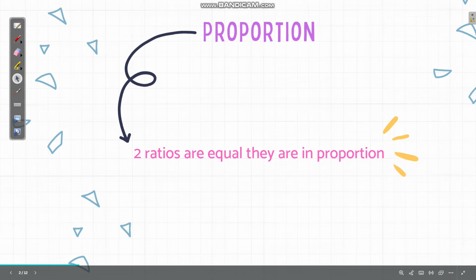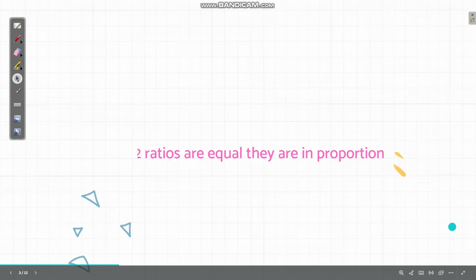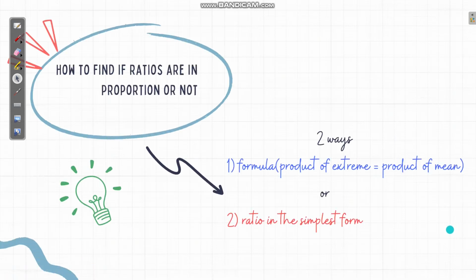So if you have two ratios, and if you simplify them and you get the same answer, then they are in proportion. Let's understand this with the help of an example. There are two ways how to find if they are in proportion or not. First one, there is a formula: product of extreme is equal to product of mean or middle term, and the second one is ratio in the simplest form. So I'll explain both the ways how to find if something is in proportion or not.